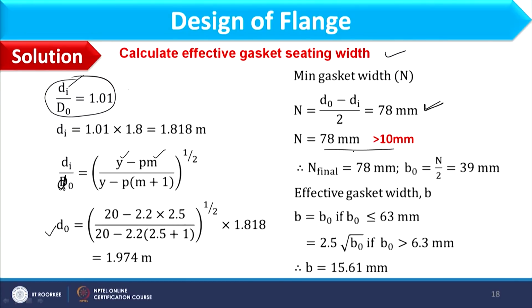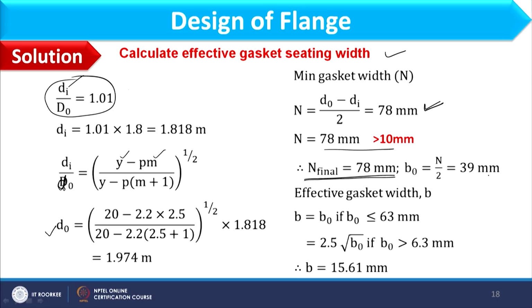Now if you remember the problem, there we are given minimum actual gasket width should be 10 mm, and here I am getting 78 mm. So whichever is higher, that I need to take. Here the comparison of this value is with the actual minimum gasket width given in the standard or in the table. Here I am having minimum gasket width which comes out as 78, and the minimum actual gasket seating width is 10 mm. So the higher value of calculated and given value I have to take as the value of n. So n final would be 78 mm, and therefore B naught value we can find as n by 2, which is equal to 39 mm.